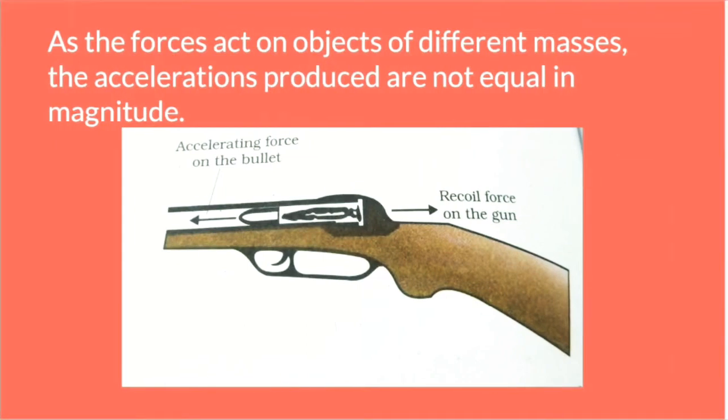As the forces act on objects of different masses, the accelerations produced are not equal in magnitude. For example, when a gun is fired, it exerts a forward force on the bullet, and the bullet exerts an equal but opposite reaction force on the gun, causing the recoil of the gun. As the gun has a much greater mass than the bullet, the acceleration of the gun is much less than the acceleration of the bullet.